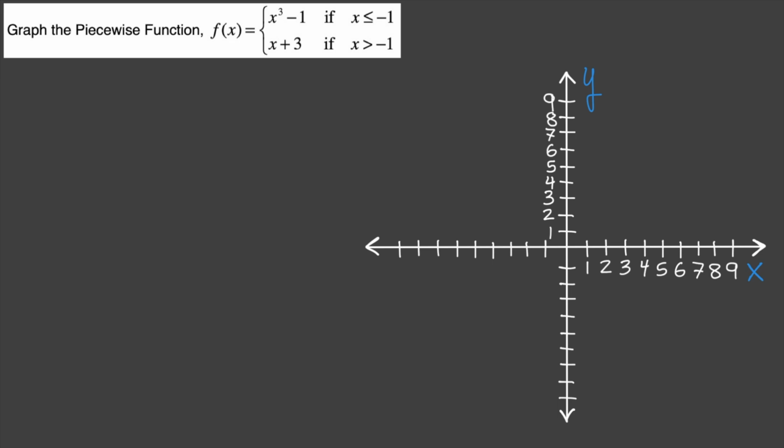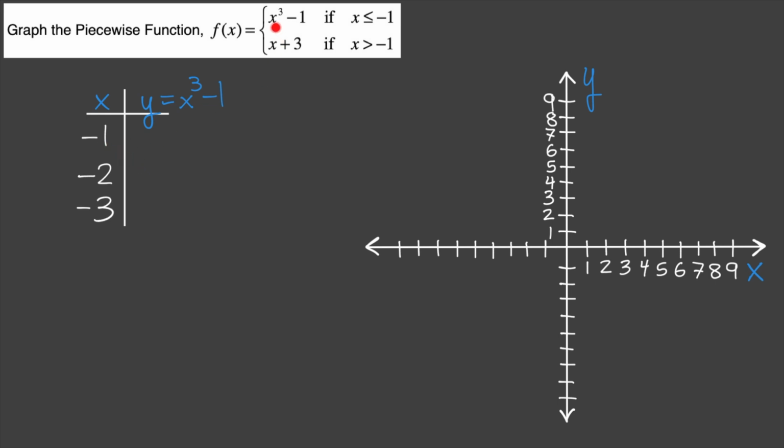So let's go ahead and bring our t-chart up here. So for this one, y is going to equal x cubed minus 1. All right, so what value should we plug in for x? We want to be really strategic here because this function is only defined when x is less than or equal to negative 1. So I'm going to plug in negative 1 because it starts there, and then negative 2 and negative 3 because it's going to the left of negative 1. So really important, negative 1, negative 2, and negative 3.